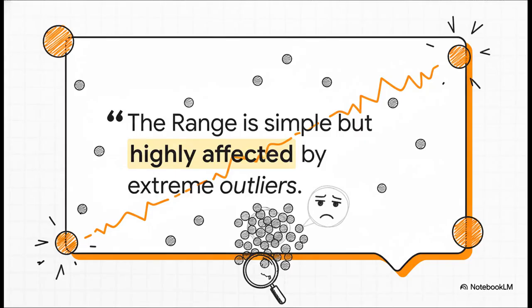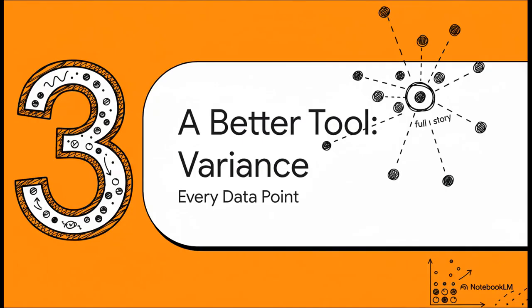But here's the catch. The range is simple, maybe a little too simple. It only pays attention to 2 scores, the absolute highest and the absolute lowest. It completely ignores everything happening in the middle. This means a single extreme score, an outlier, can totally throw off our understanding of the spread. So yeah, the range is a flawed detective. We need something better. And that brings us to a much more powerful tool, variance.